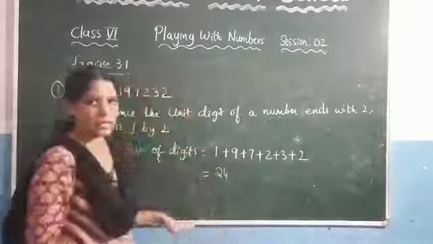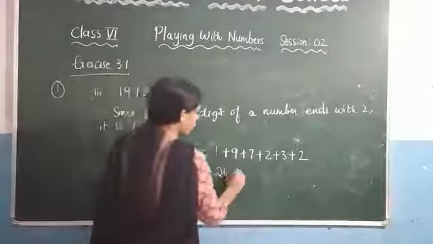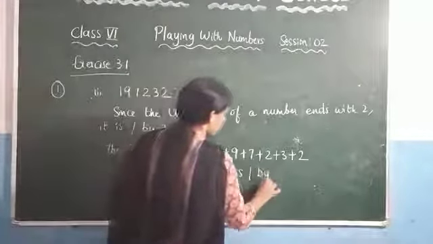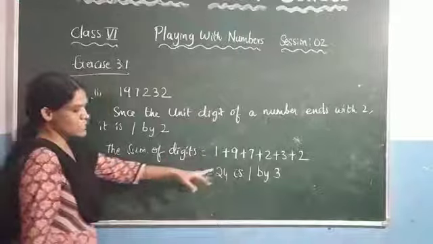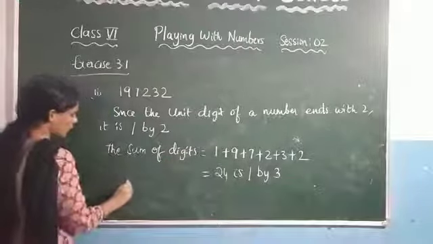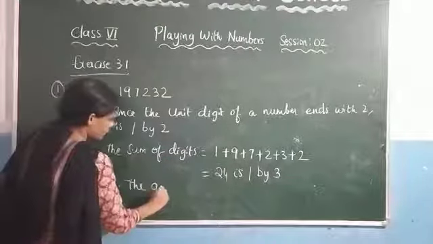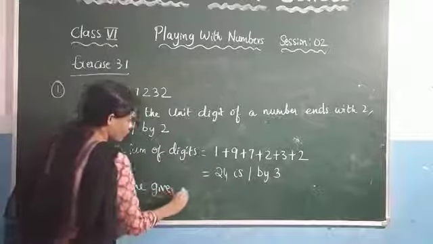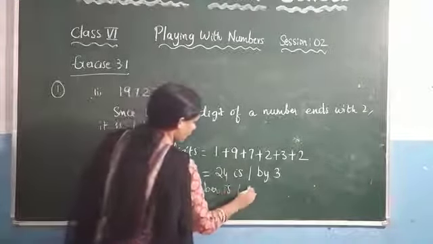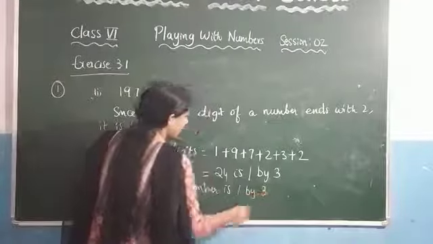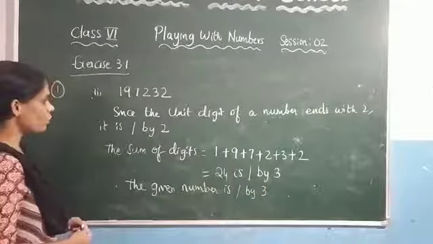Here we got the answer as 24. You know that this 24 is divisible by 3 because 3 into 8 is 24. So since the sum of the digits is divisible by 3, we can say that the given number is divisible by 3. And after that you have to check for the divisibility rule for 6.